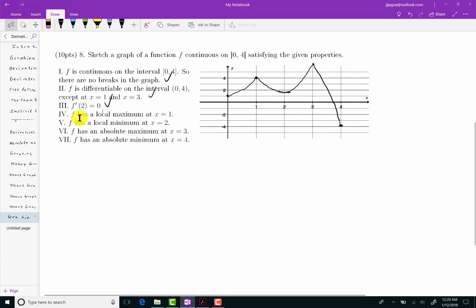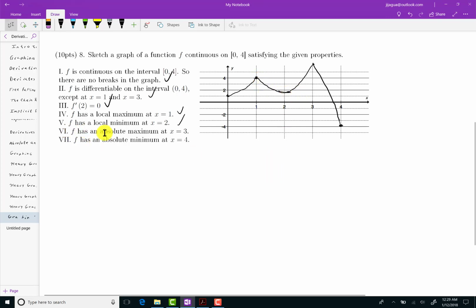F has a local maximum at x equal to 1. Yeah, I can see that I did that one. That's there. F has a local minimum at x equal to 2. And yes, I didn't know this in advance. It just happened to work out this way. There it is. There's a local minimum right there. So I'll check that one off.